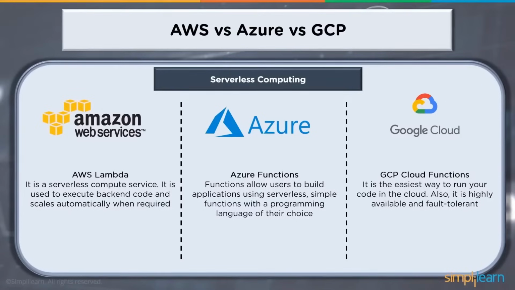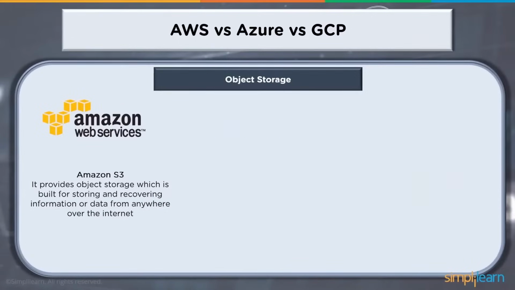where you had a presentation layer, an application layer, and a database layer. That kind of infrastructure is not really preferred in today's modern times, when organizations are working on different kinds of newer applications. When we talk about object storage, Amazon has Simple Storage Service, that is S3.